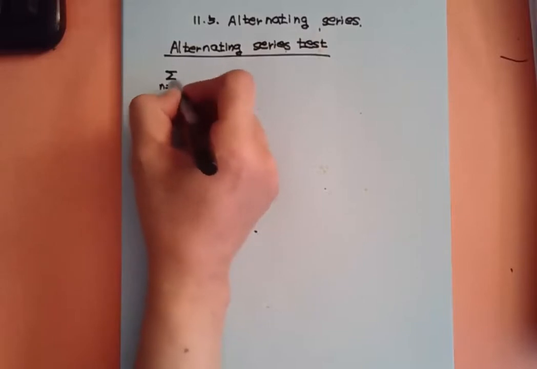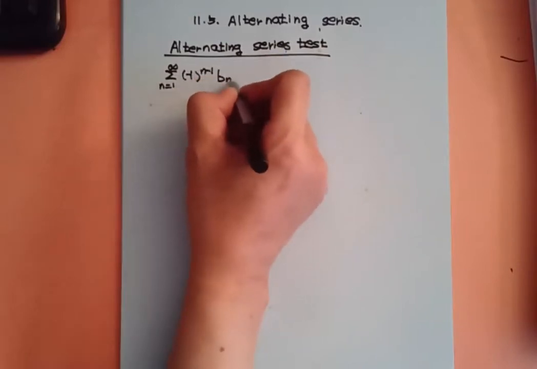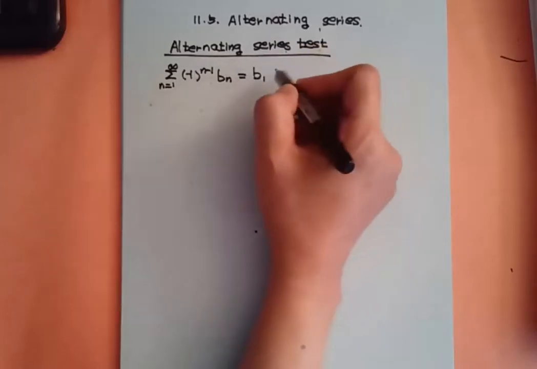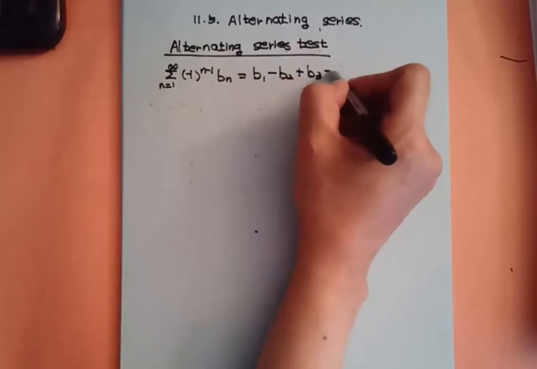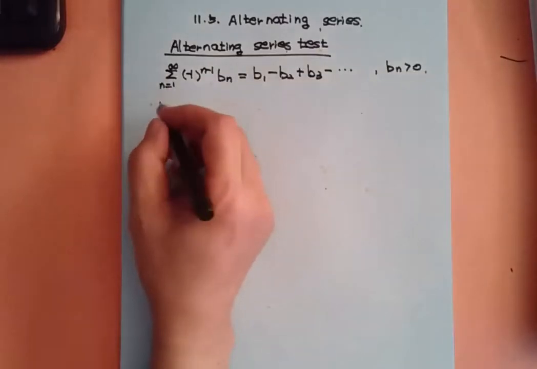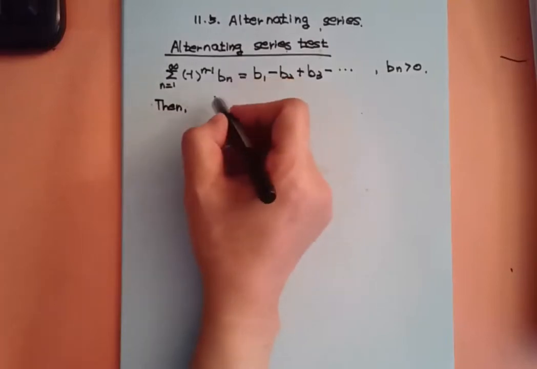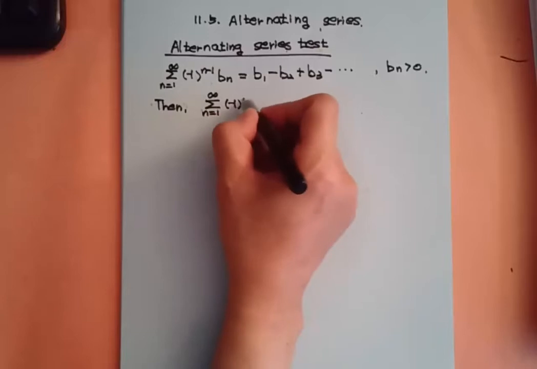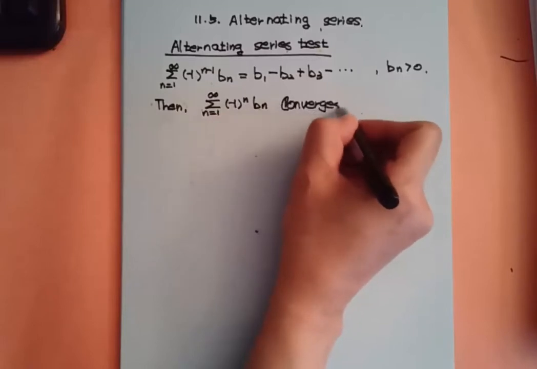Let's say the given series is the summation from 1 to infinity of negative 1 to the n minus 1 times bn. If we write it term by term, then it is b1 minus b2 plus b3 minus b4 and so on. So when each bn is positive, then the alternating series test gives us the criteria for when the series converges.